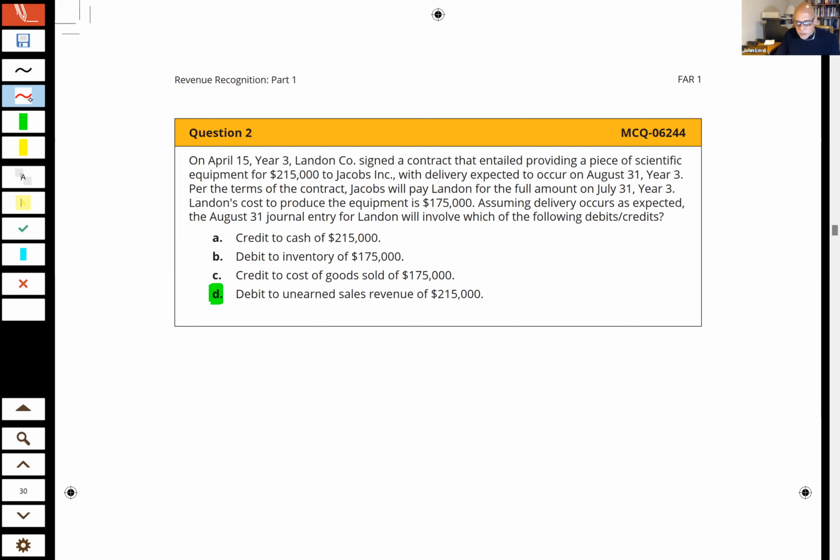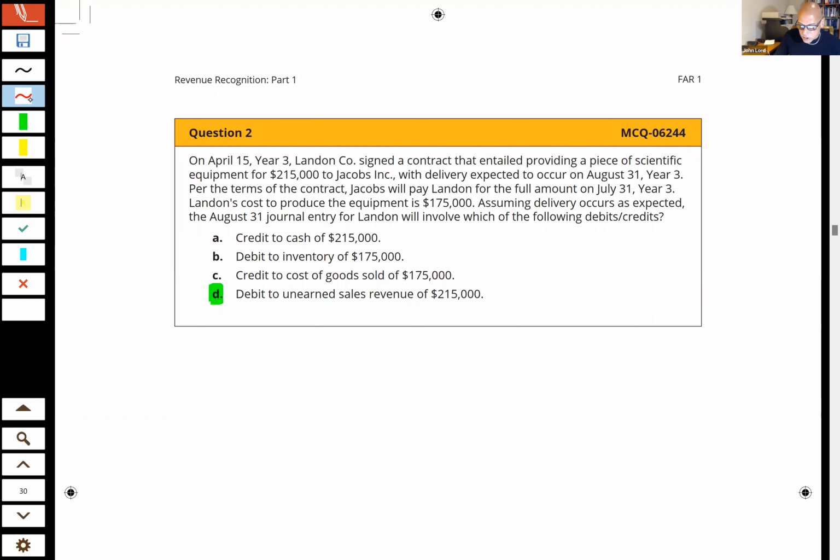Anyway, okay, so let's say that on April 15th, year 3, Land & Company signed a contract that entailed providing a piece of scientific equipment for $215,000 to Jacob Inc. Now look, at April 15th, nobody has done anything yet on this contract, right? Delivery is expected August 31st, year 3.